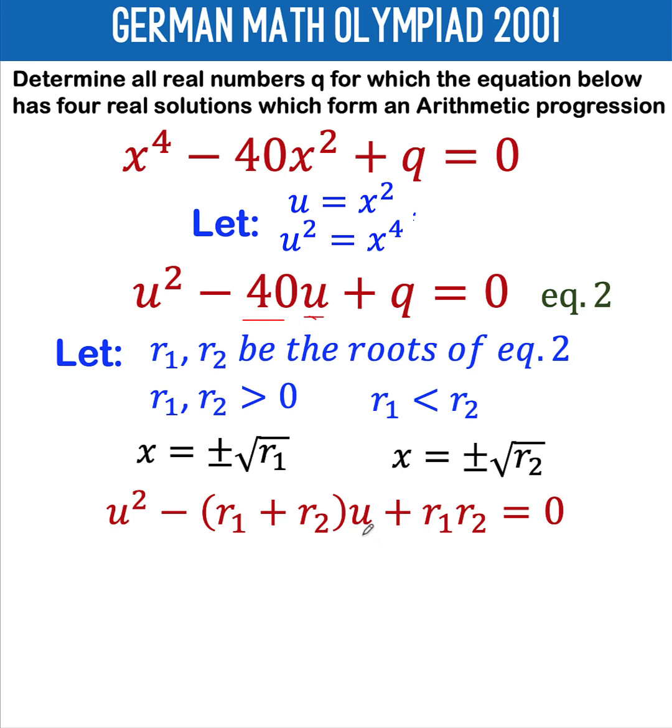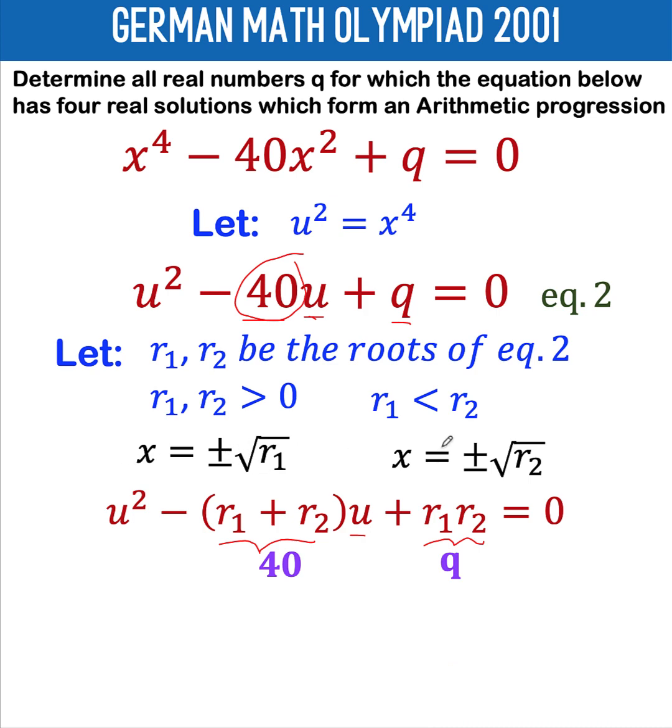Now, looking at equation number 2, the coefficient of u is negative 40. So this coefficient of u here is the negative of the sum of r sub 1 plus r sub 2, which implies that r sub 1 plus r sub 2 must be the same as 40. This q must be the product of r sub 1 times r sub 2.